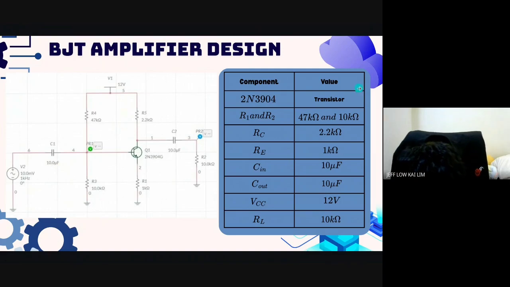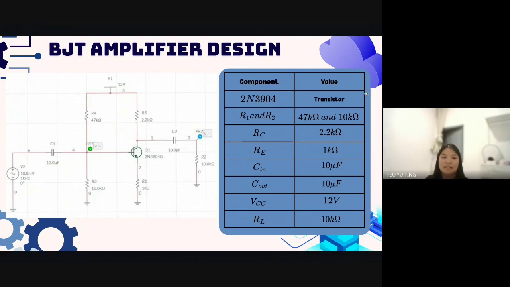Thank you. For my part, I will explain the BJT amplifier design. In this design, we use two 2N3904 NPN transistors in a common emitter amplifier configuration. This configuration was selected because it can provide voltage gain and is suitable for small signal amplification.